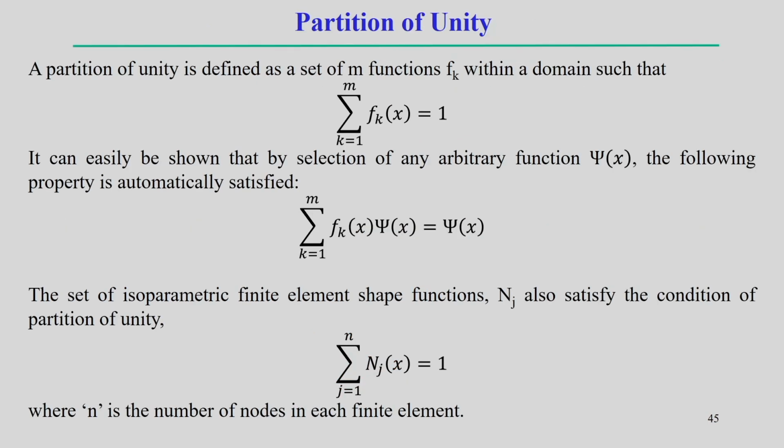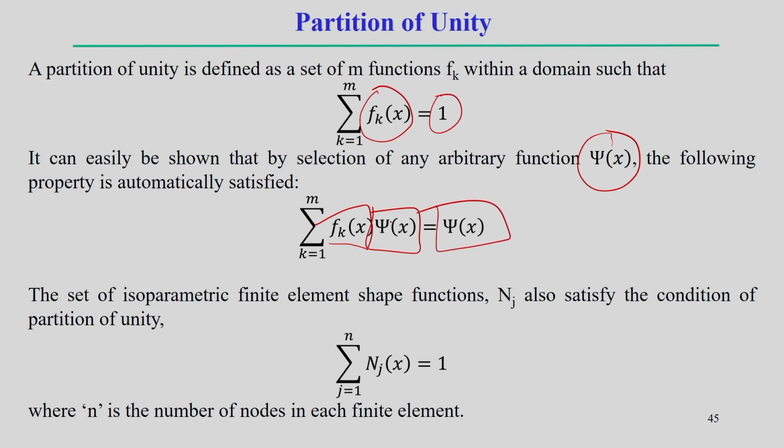Now, partition of unity, we started with these things. Basically, they define a set of m functions fk within a domain, such that k equals 1 to m. We define the function fk, the sum of f as a function of x, equal to 1. Now, it can be easily shown that by selection of any arbitrary function, say psi x, the following property is automatically satisfied: the sum over k equal to 1 to m of the functional form is equal to psi x.